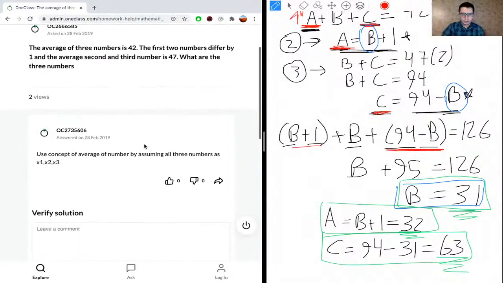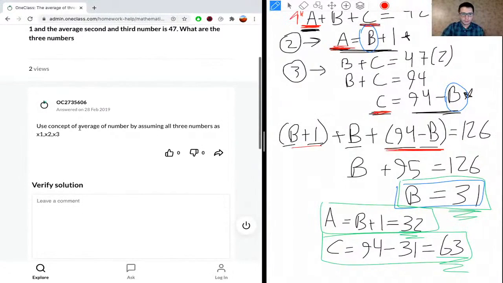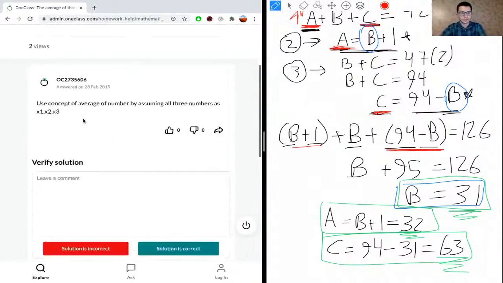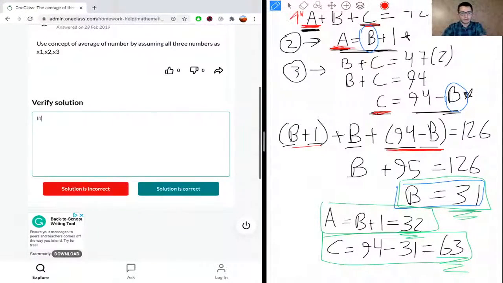So looking at the solution given, which uses the constant average of numbers by assuming, this is an incorrect, incomplete solution. The correct answer is A equals 32, B equals 31, and C equals 63.